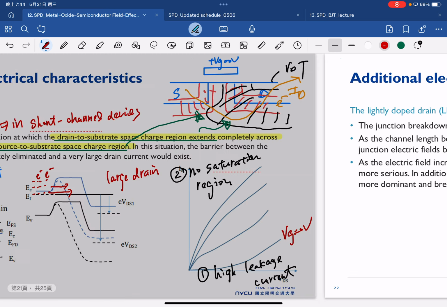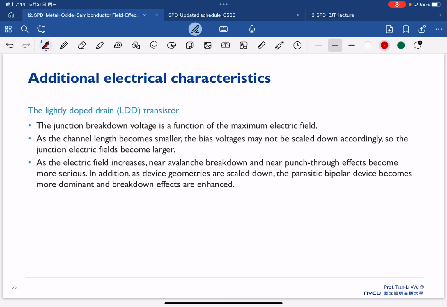And another issue is what we call the lightly doped drain. We know the junction breakdown voltage is a function of the maximum electric field, and as the channel length becomes smaller, the bias voltage may not be scaled down accordingly, so the junction electric field has become larger. As the electric field increases, the near avalanche breakdown and near punch-through effects become more serious here.